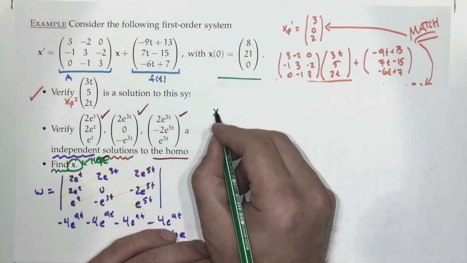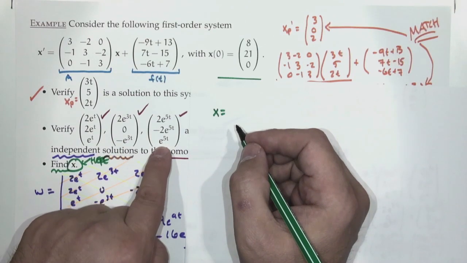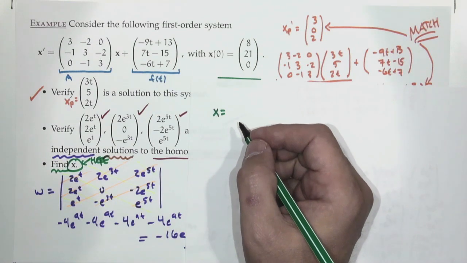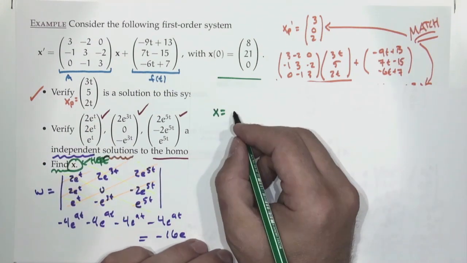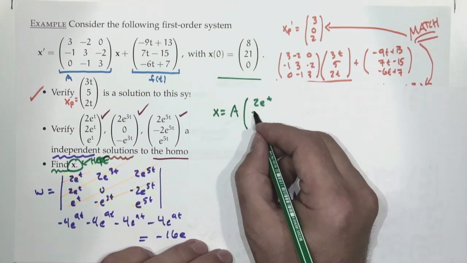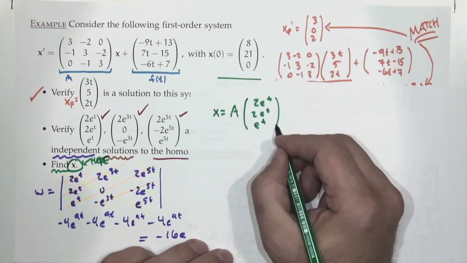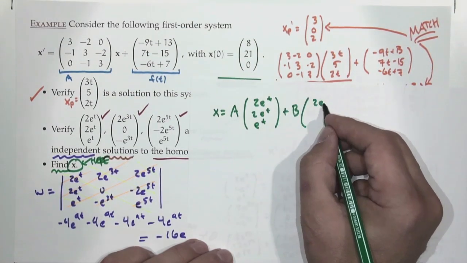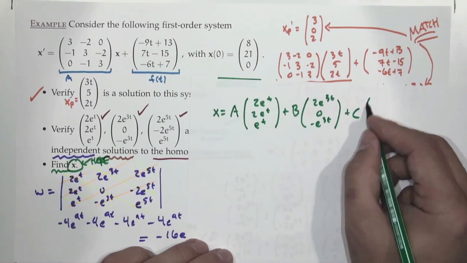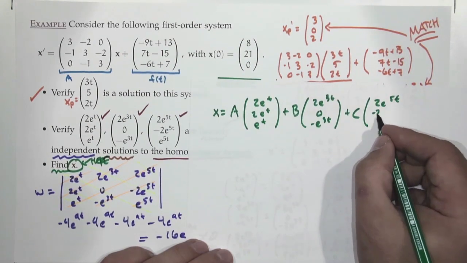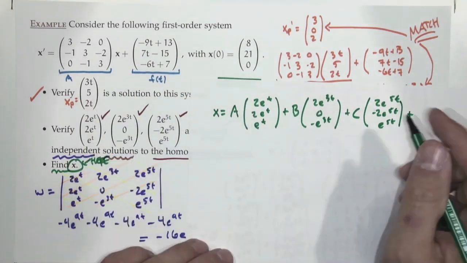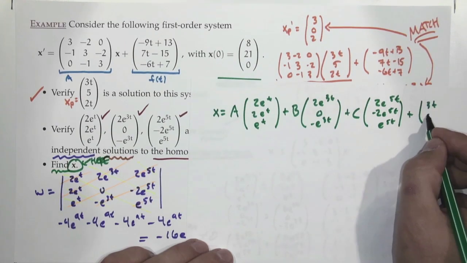So we know that we have linearly independent solutions. And because there are 3 entries and there are 3 linearly independent solutions, we have everything we need. We know we have a particular solution. So our general solution looks like some multiple a, (2e^t, 2e^t, e^t), plus b, (2e^(3t), 0, -e^(3t)), plus c, (2e^(5t), -2e^(5t), e^(5t)), plus the particular solution, (3t, 5, 2t).